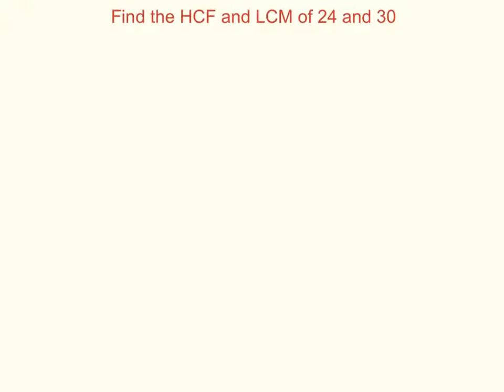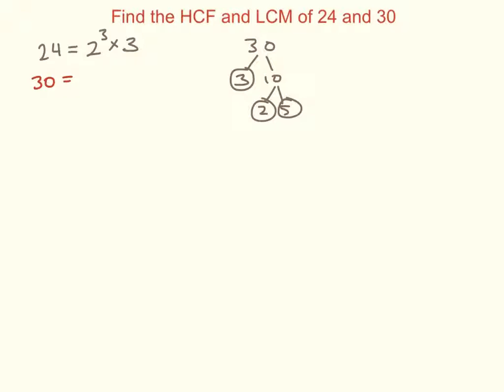Right, so for this question, we want to find the HCF, or highest common factor, and LCM, or lowest common multiple, of 24 and 30. We're going to use prime factors. We already know the prime factors of 24, which is 2 cubed times 3. So if we quickly find the prime factors of 30, I'm going to use the prime factor tree method quickly. I've got 30 is equal to 2 times 3 times 5.